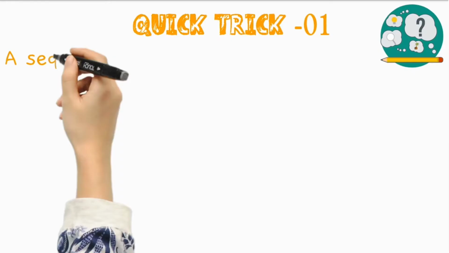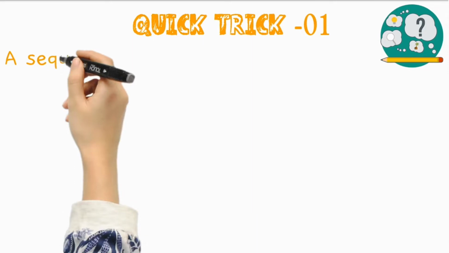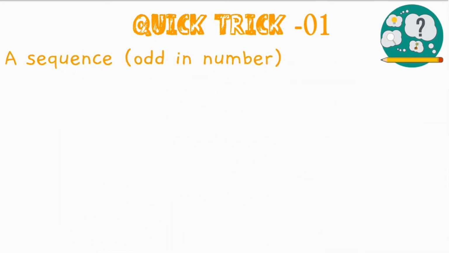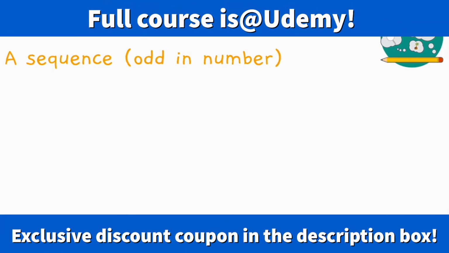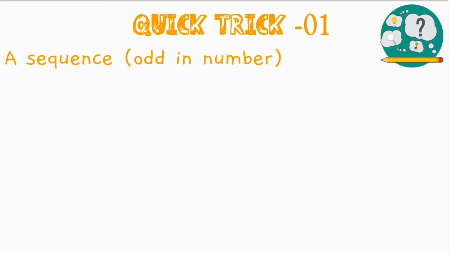Let us begin our study with consecutive numbers. Quick trick 1. Consider any sequence which has a count of odd numbers in it. That is, a sequence of 3 numbers, 5 numbers, 7 numbers, or 9 numbers, and so on. In such sequences, the average value will be the middle number. It is very simple. Let me explain this with some examples.